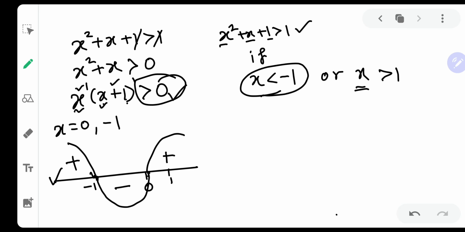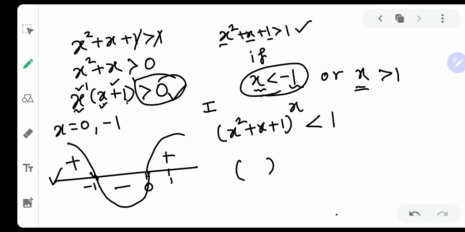So what we will do is first solve the case when x is lesser than minus 1. So when x is lesser than minus 1, what will happen? Our question was, let me write down the question, x square plus x plus 1 raised to x, and they have given us that this has to be less than 1, right? So let me call this case 1. When x is less than minus 1, this inside value will definitely be greater than 1, right?